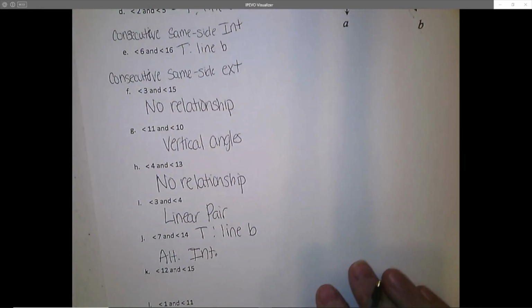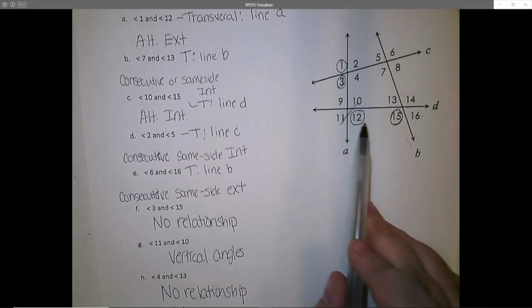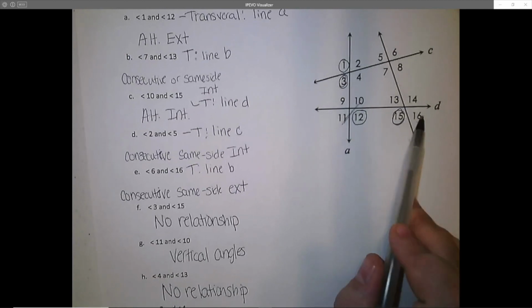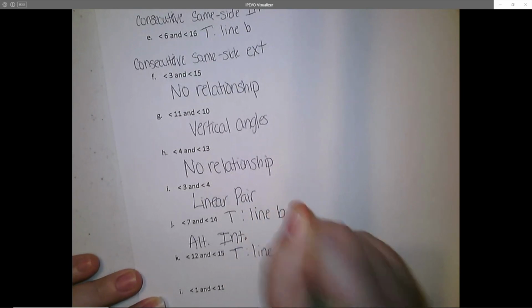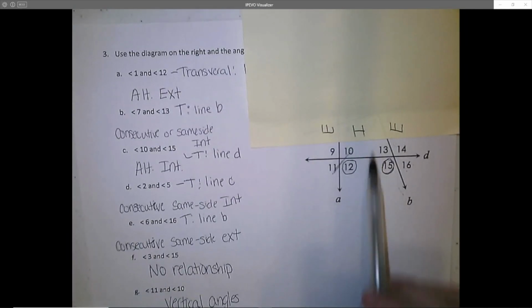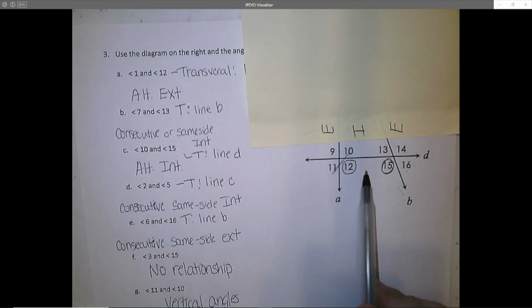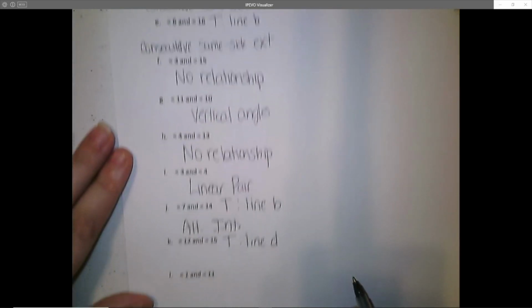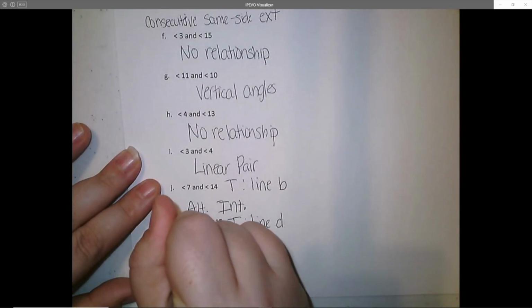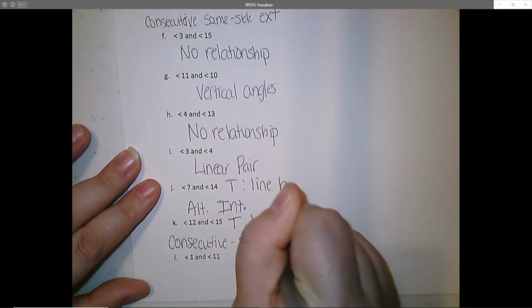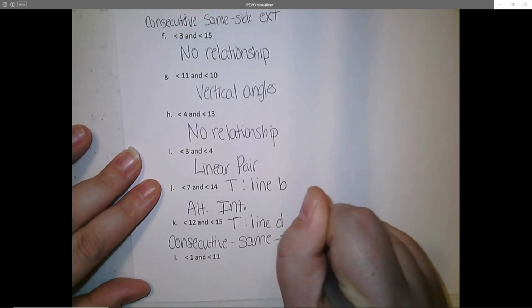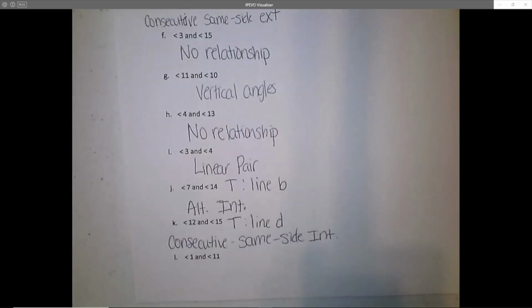12 and 15. These are both circled down here. They sit on line D. So my transversal is line D. D crosses over A and B. It doesn't cross over C. 12 and 15 are both interior and they're both below the transversal. Since they're on the same side of the transversal, these are consecutive or same side. And since they are interior, they are interior.